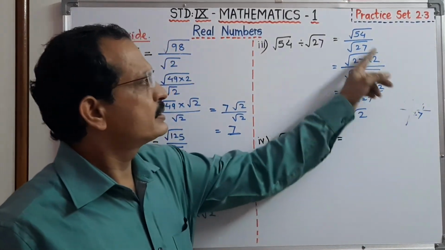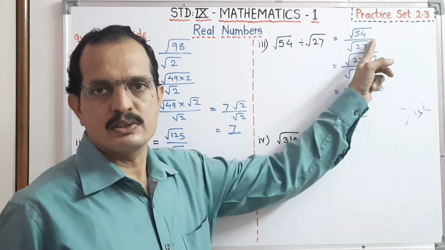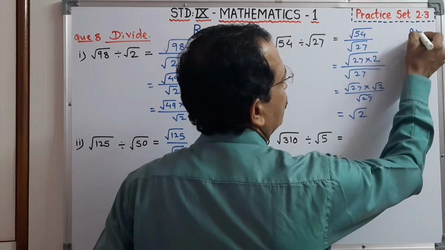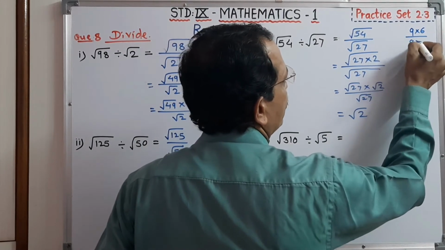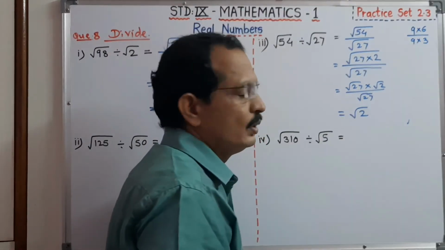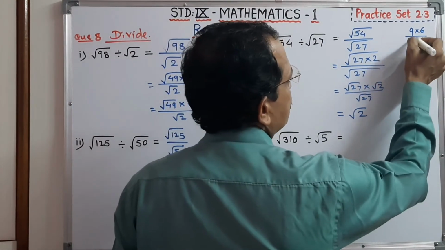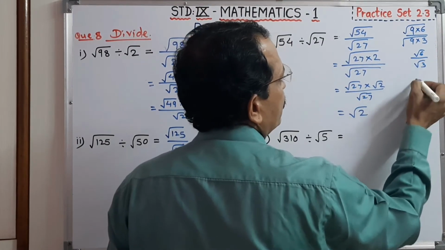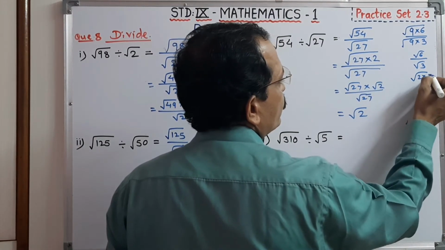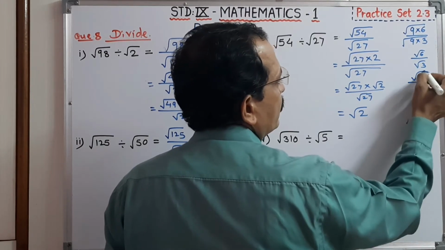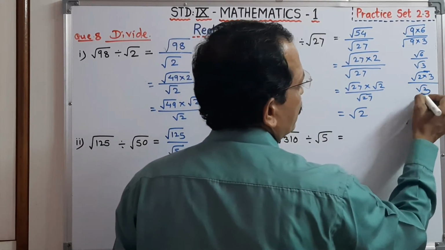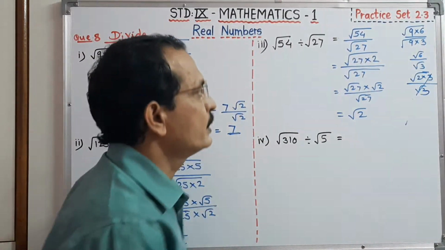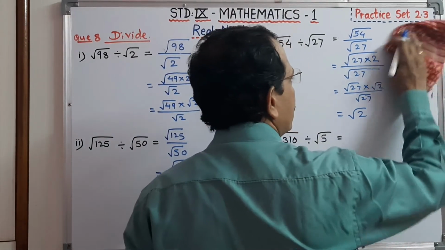We can factorize this as 9 into 6 and 9 into 3 also. Got it? See here, we can solve this. It is 9 into 6 upon 9 into 3. This 9 gets cancelled, and we have root 6 upon root 3. Root 6 we can write as root 2 into root 3. This root 3 gets cancelled, and the answer is root 2. We can solve by a different method, taking different factors.